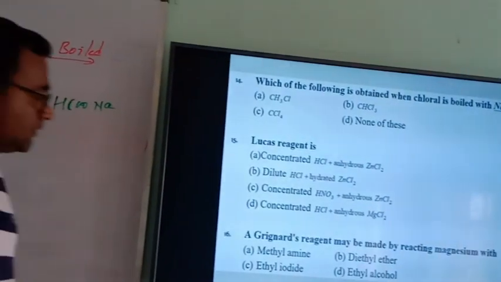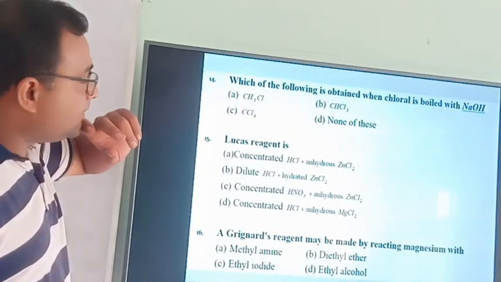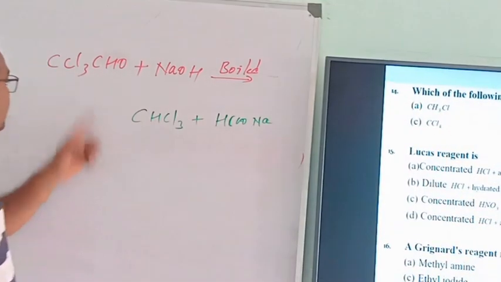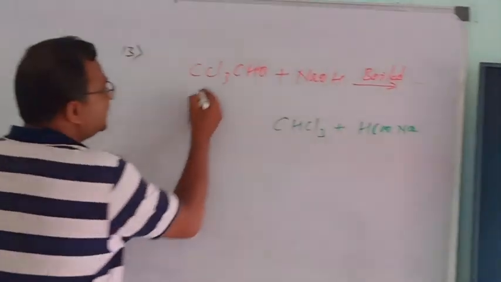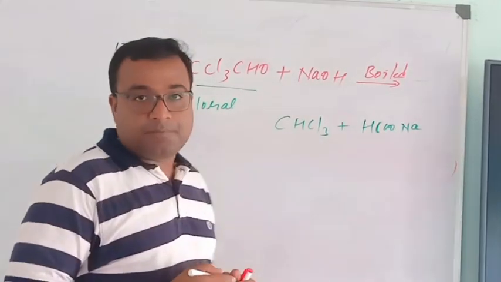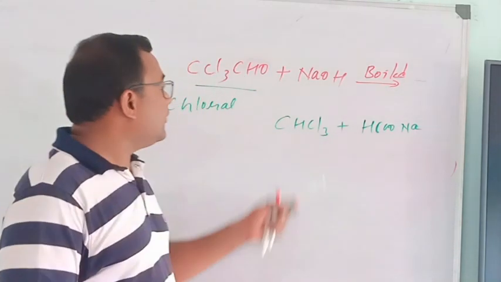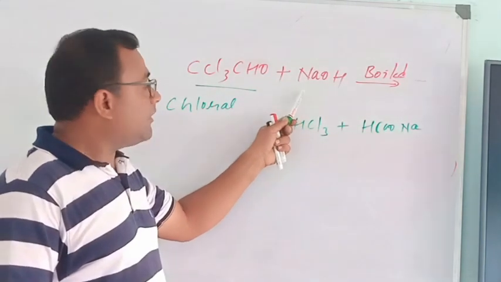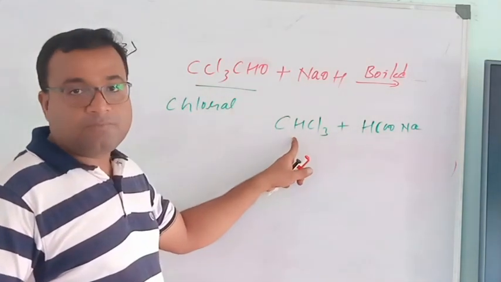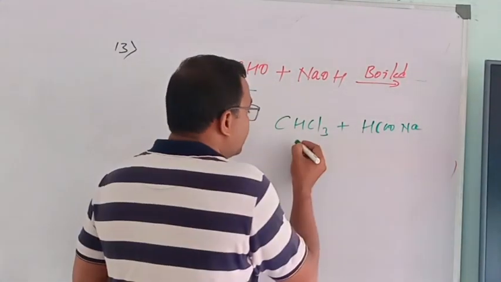Which of the following is obtained when chloral is boiled with NaOH? First of all, you should know the formula of chloral; this is called chloral. When it is treated with sodium hydroxide, these two compounds are formed. This is definitely chloroform, CHCl3. Then this is sodium formate. This is chloroform.